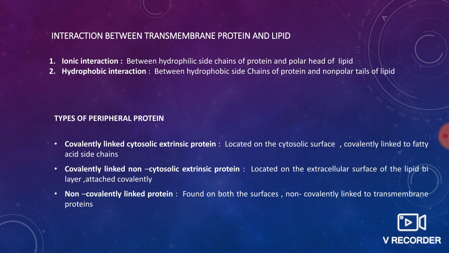Now come to types of peripheral protein. They are of three types. Covalently linked cytosolic extrinsic protein is located on the cytosolic surface, covalently linked to a fatty acid side chain. Then covalently linked non-cytosolic extrinsic protein is located on the extracellular surface of the lipid bilayer, attached covalently. Third type is non-covalently linked protein found on both surfaces, non-covalently linked to transmembrane proteins.